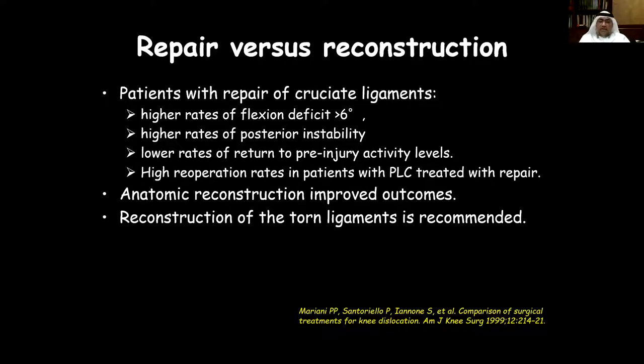In the studies by Mariani, patients with repaired cruciate ligaments, first of all, have a higher rate of flexion deficit, more than 6%, a higher rate of posterior instability, a lower rate of return to pre-injury activity and level, and a high reoperation rate in patients with PLC treated with repair. Anatomical reconstruction has a better and improved outcome. So from this study, I don't think we need to worry much about repairing the ligament itself. I think we should reconstruct it, which gives a better result and a better outcome.